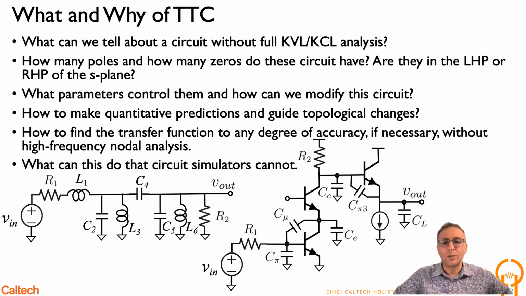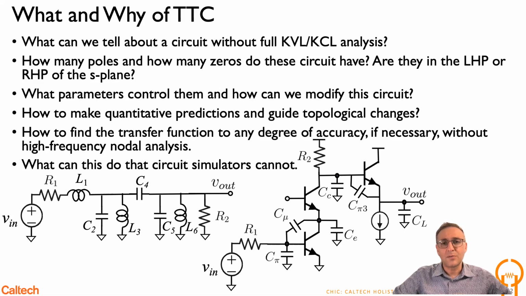And more importantly, what parameters control where these things are? That helps you determine how to modify the circuit. In addition, the time and transfer constant method allows you to make quantitative predictions about the circuit, and also guides you through topological changes. This is something that's important in design in particular. The method of time and transfer constants in general allows you to calculate the transfer function to any degree of accuracy, including exact if necessary.